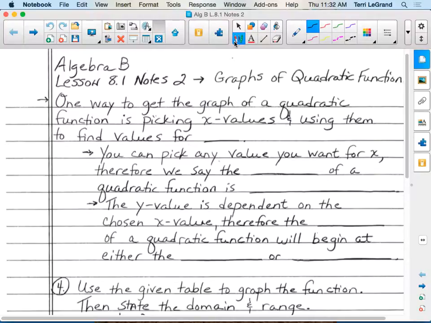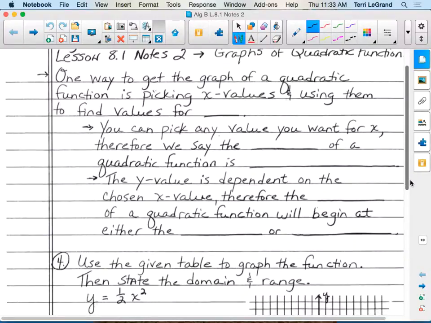How many points are there on a line? Infinite number of points on a line. How about a parabola? What do you think is going to happen on a parabola? Infinite number on that too, yeah. Infinite number. So we're not going to be able to list them, but we're going to figure out how do we state the domain and the range then.